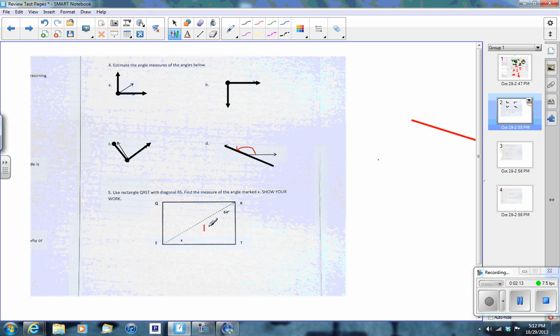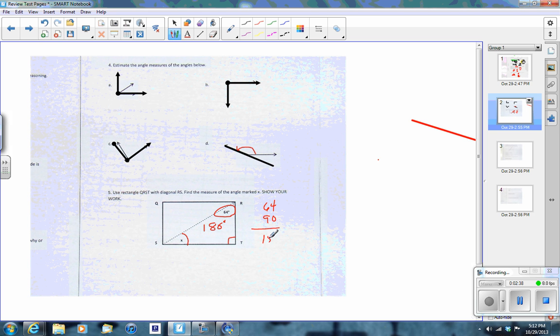Okay, so we're thinking about this triangle, and we're thinking, okay, it's got a total of 180 degrees. We currently have 64 degrees, and some people may think, well, I'm supposed to find X down here. How am I going to do that? Well, keep in mind that we know this is a right angle. We know it's a right angle because this whole figure is a rectangle, so it's got four right angles. So we've got 64 and 90.